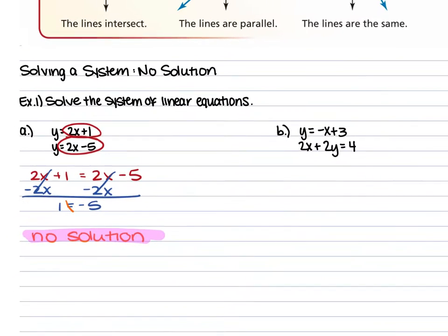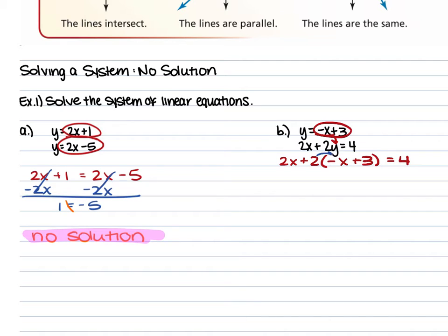For example B, we have y is equal to negative x plus 3, and 2x plus 2y is equal to 4. For this one, again, I'm going to use substitution because I have a y is equal to. So if y is equal to negative x plus 3, I can just plug in that negative x plus 3 for y in my second equation. So this is going to give me 2x plus 2 times whatever y was equal to, so that's that negative x plus 3, is equal to 4.